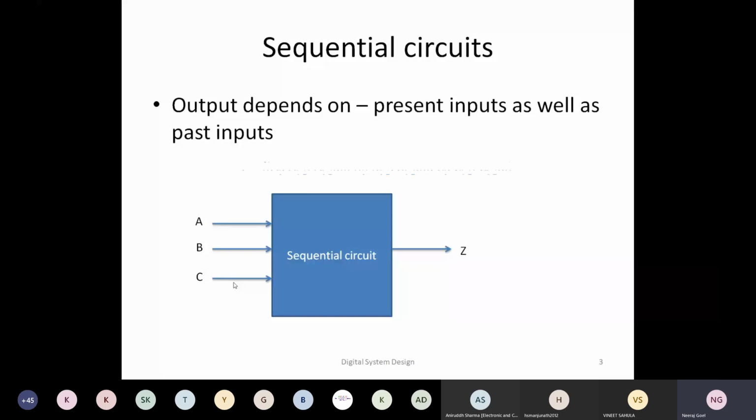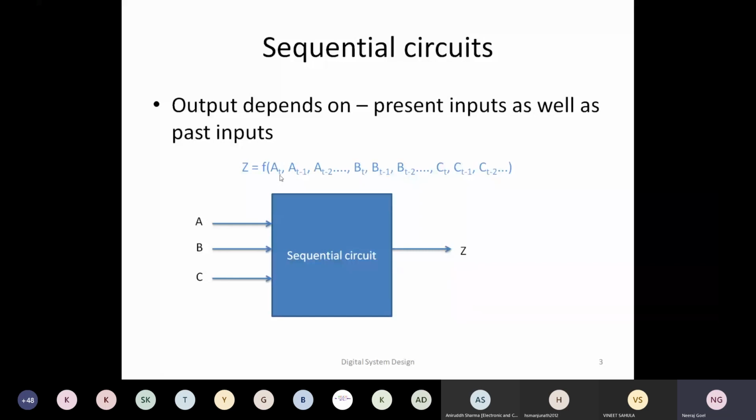But in case of a sequential circuit, my Z would depend on not only the current value. So let's say A's current value at time t, and then sometime before that, unit 1, 2, 3, which is again not very clear and defined, but the past values, all the past values. Similarly, all the past values of B, all the past values of C. So this looks like quite a generic statement.